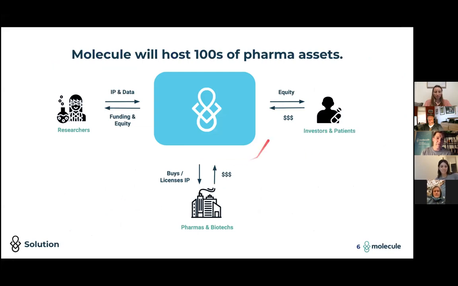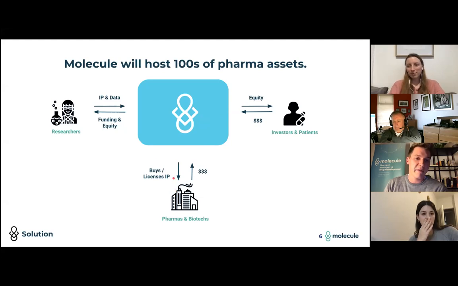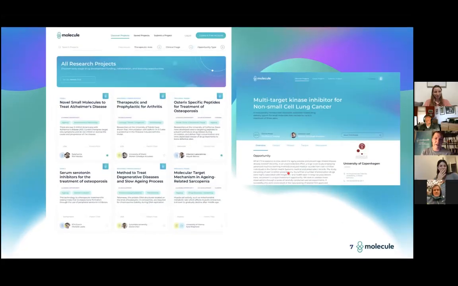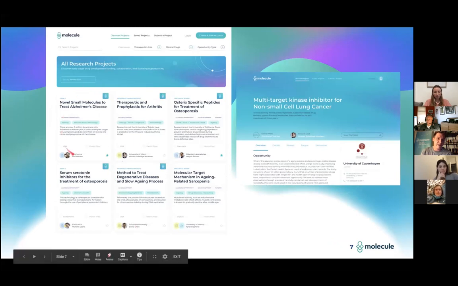Cool. So essentially we're building a marketplace for researchers to host their IP and their data. In return, they receive funding and equity in those assets. You have investors and patients that can invest into the assets and in return receive equity. And then you have pharma and biotech companies that can buy or license the IP, and in return also fund the development of these assets. That's a very high level overview. What does that actually look like from a product perspective? Imagine you come onto our marketplace and you see tiles of individual research projects that are in the early phases of development.